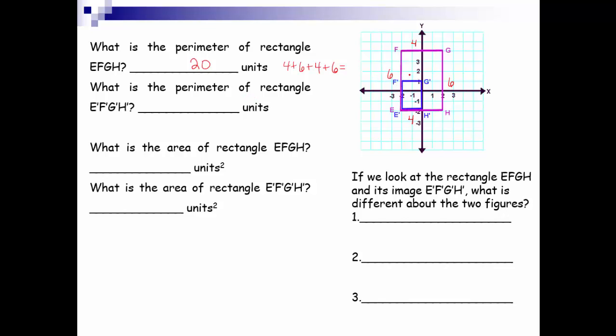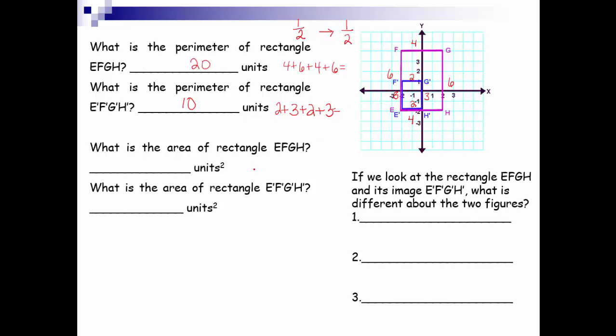Let's check the perimeter of our image. F prime to G prime is 2 units. G prime to H prime is 3 units. E prime to H prime is 2 units, and E prime to F prime is 3 units. So the perimeter of our image is 2 plus 3 plus 2 plus 3, which is 10. So if our scale factor was 1/2, the perimeter of our image is half the perimeter of the original. That's pretty neat. Let's see if that happens with the area.